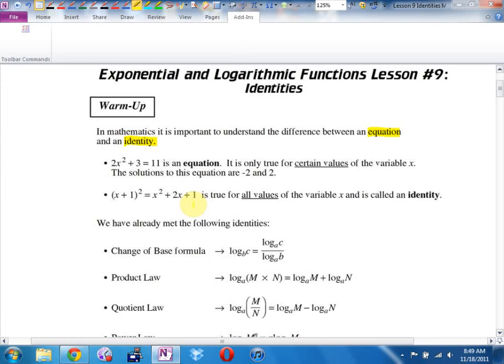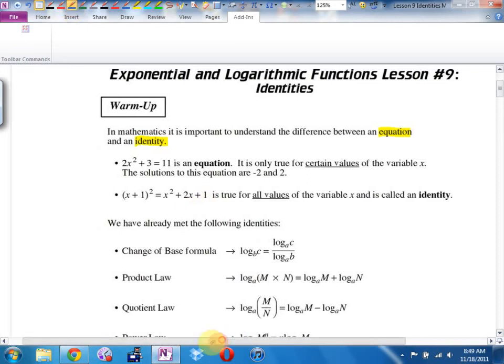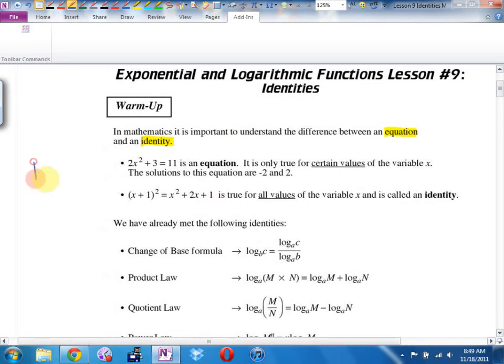Doesn't seem very profound yet, but let me tell you another identity. Don't write this down. We didn't call it an identity. We called it a rule. That was the power rule. Is that true for any value of x that you're allowed to stick in there? Any x that's positive? And any base that's positive but not equal to 1? Yes. So that's an identity.